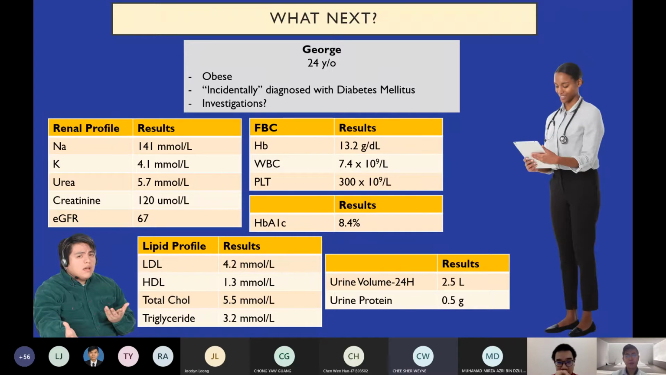For the lipid profile, sorry doctor, again, I really don't remember the normal values. Okay, that's fine. What else did I put there? The urine volume 24 hour and urine protein. What does that indicate?